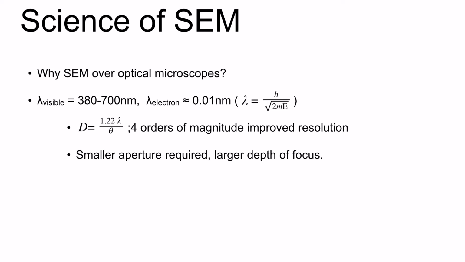The Rayleigh criterion states that beta, the angular resolution, is equal to 1.22 times the wavelength divided by the diameter of the aperture. Therefore, the resolution of the image is directly related to the wavelength of the particle being used, and we can expect 4 orders of magnitude improvement in the resolving power of a scanning electron microscope over that of an optical microscope.